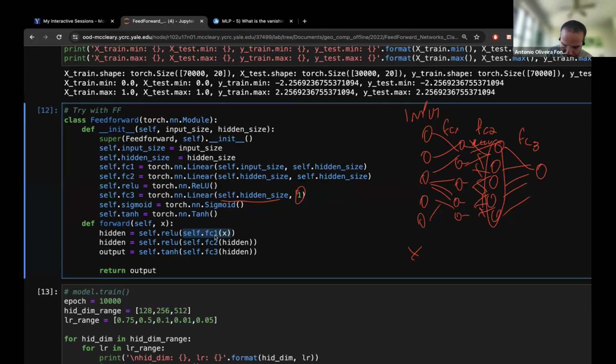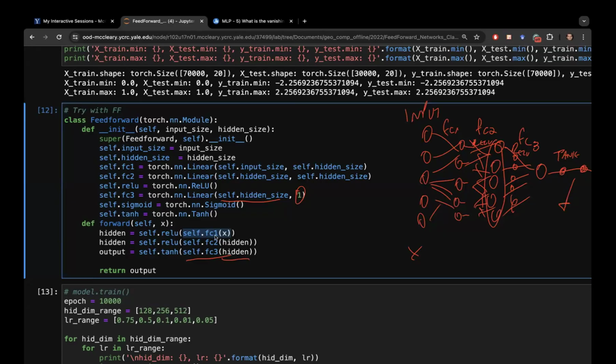So we have the output from FC2 going through ReLU once again. Like here we have ReLUs. And then finally, we have the output of the last node. So this hidden goes through FC3, so we are talking about this guy over here. And what's the activation function that I'm using for FC3? Yeah, hyperbolic tangent there. So what's the output that I'm expecting here? What's the range? Range of -1 to 1.